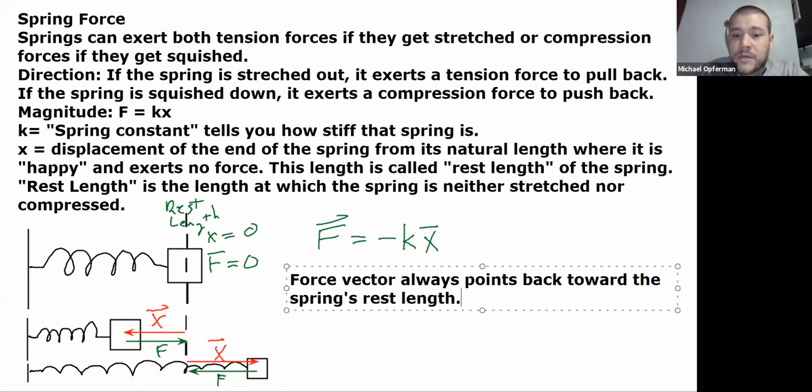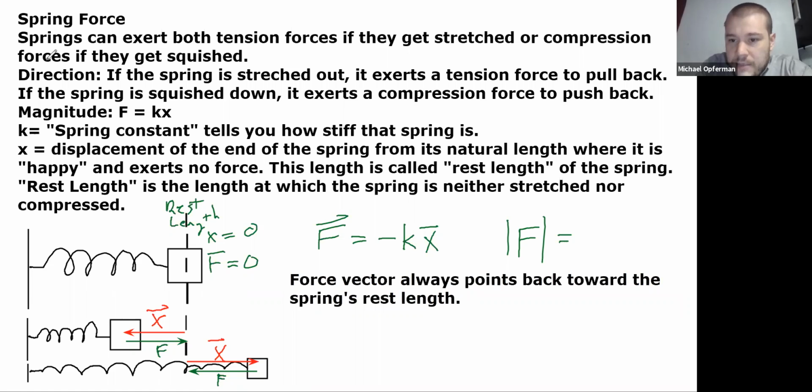Okay? So the magnitude of the force is k times the magnitude of x with no negative sign. The vector F is going to be k times negative x because it's k times the magnitude of the x, but in the opposite direction. So that's the way that you calculate the spring force. It's actually not complicated, but you do have to be a little bit careful about it.